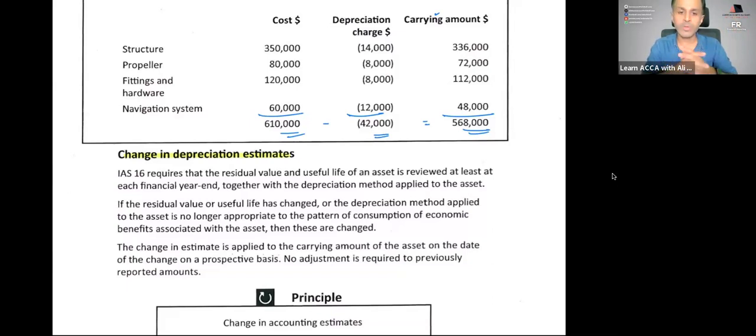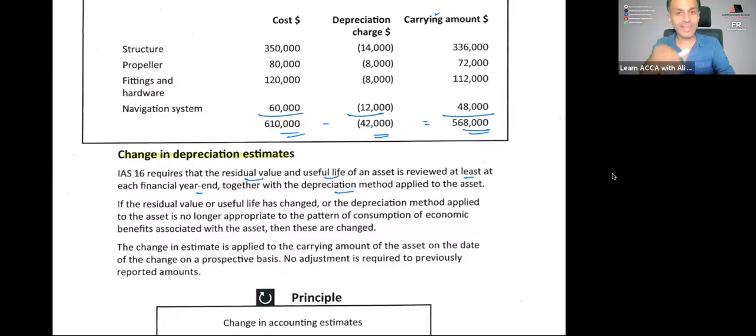And also, when you apply the new estimates, you must apply them to the book value of the asset of today, not to the historic cost. That is all written over here. IAS 16 requires that the residual value, the useful life, and the asset are to be reviewed each financial year end, together with the method that you have chosen. All three things you have to keep on checking. What is the scrap value right now? What do I expect now? Did my expectation change from what I was expecting a year before?